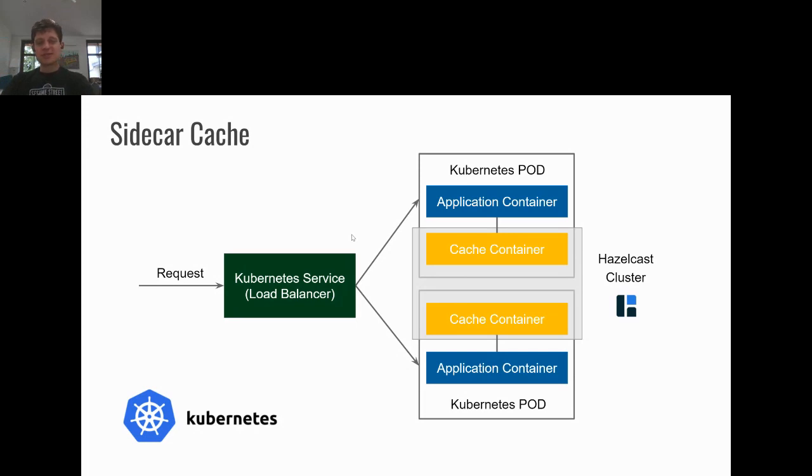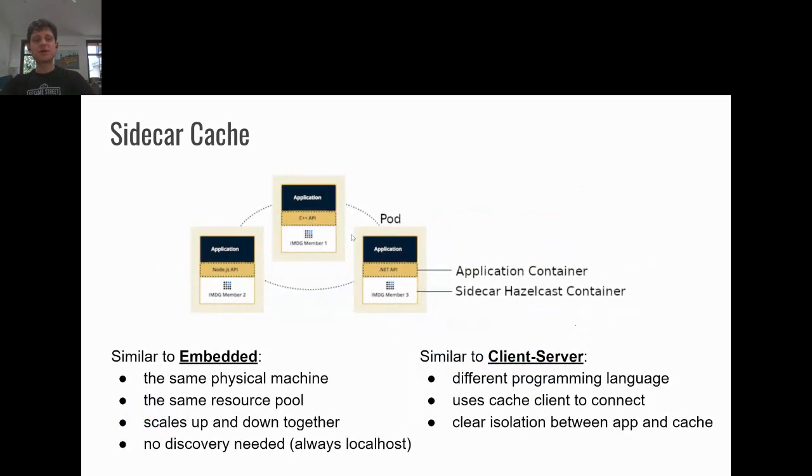So this solution, sidecar caching, is somehow similar to the embedded cache, and somehow similar to the client-server. It's similar to the embedded cache because we use the same physical machine for the cache server and the cache client. It scales up and down together with the application because we scale the pod. And there's no discovery needed because it's always available at the localhost, the same as embedded. However, it's also similar to client-server because we can use different programming languages for the application and for the cache, because after all, we use a cache client to connect to the cache server. So it's somewhere in between.